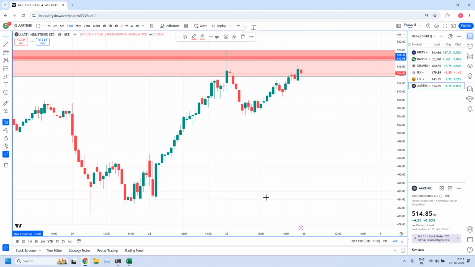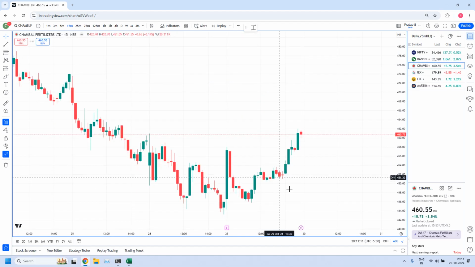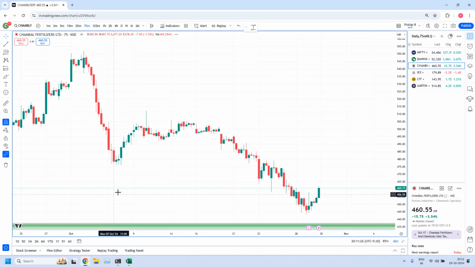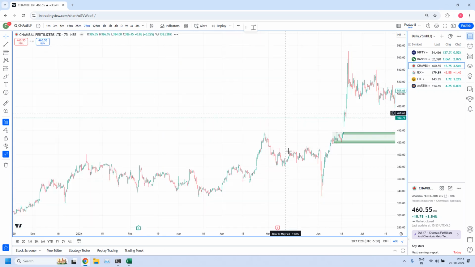Okay, this is about RT Industries, and the remaining ones we didn't get the trades. So one is, but we will discuss two more. One is Chambal Fertilizers. This is a daily high liquidity demand zone. We have a rally, 1, 2, 3, 4, 5 base candles and a rally candle. Within this zone, we have a 75 minute fine-tuned zone. Let me show you.